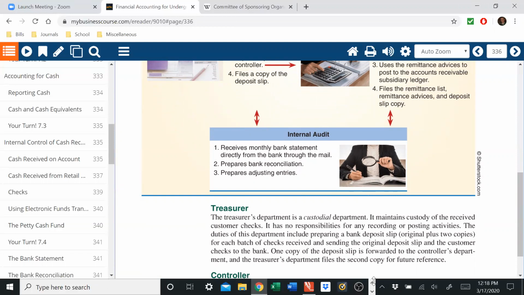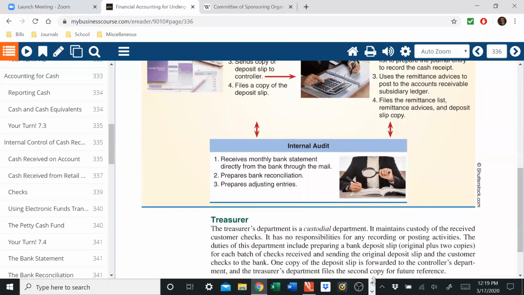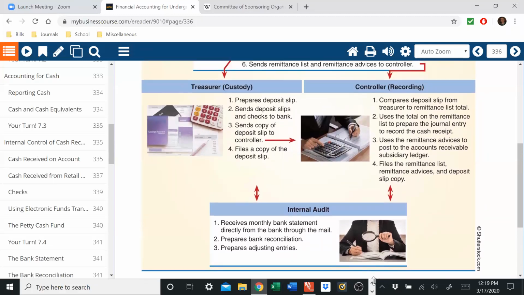and the internal audit compares the bank statement with the stuff they got from the treasurer and the controller, right? They got a copy of the deposit slip from the treasurer, and they got a copy of the remittance list, the deposit slip, and the remittance advices from the controller. And so they just compare basically the bank statement, which is made by the company's bank, with all the cash inflows and outflows that happen in the company's account. Does that match up with what happened within the company according to the treasurer and controller's offices?